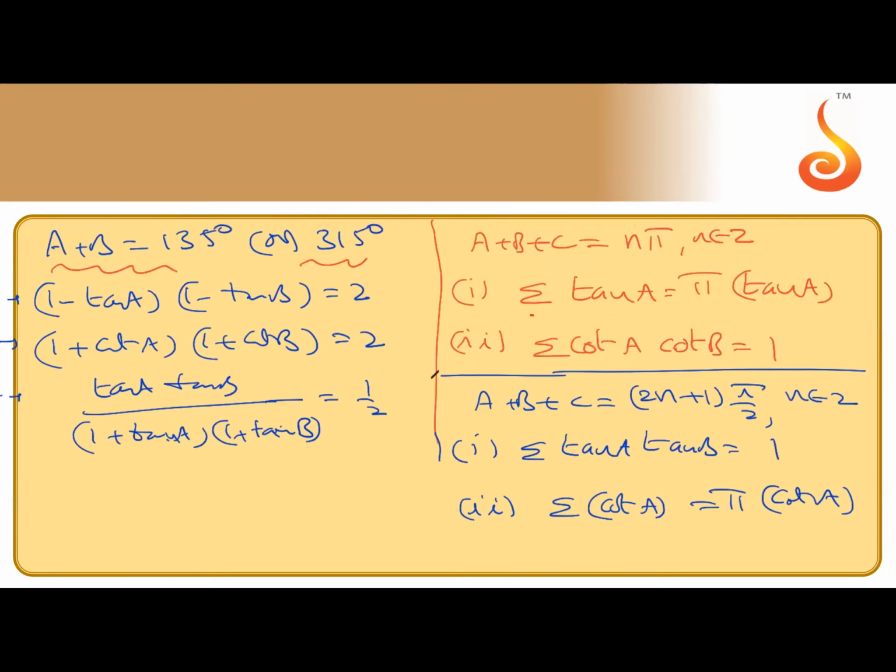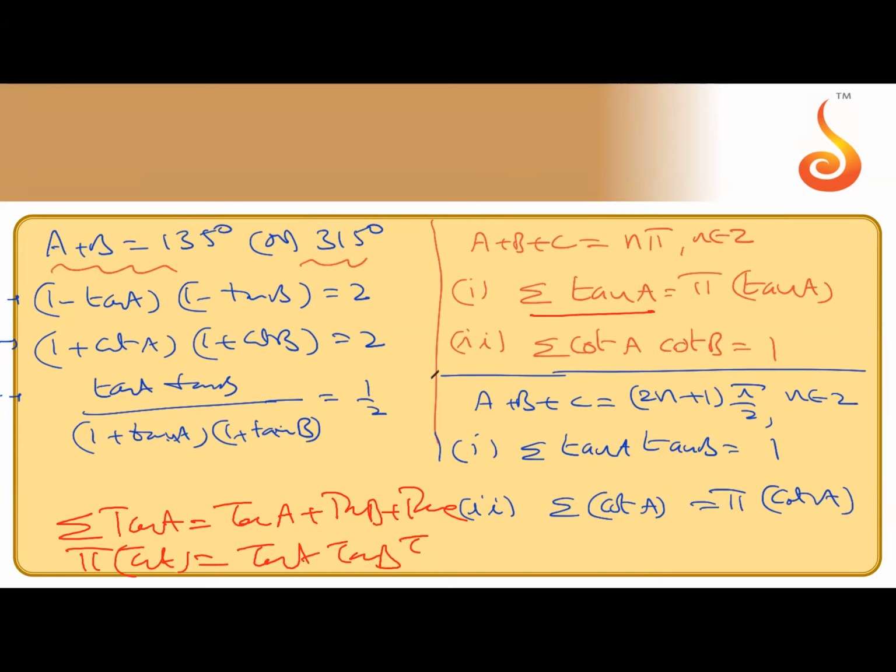So what is the meaning of sigma tan A? Sigma tan A means tan A plus tan B plus tan C. Pi tan A means tan A into tan B into tan C. That's the product. Pi stands for product, sigma stands for summation. Here A and B change cyclically. Sigma cot A cot B equals 1 means cot A cot B plus cot B cot C plus cot C cot A equals 1. And these are reversed.